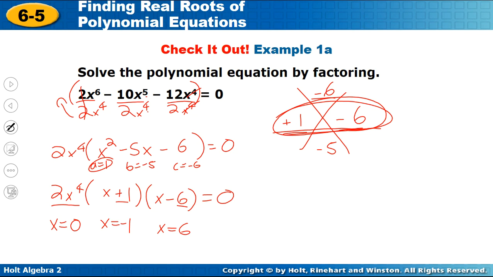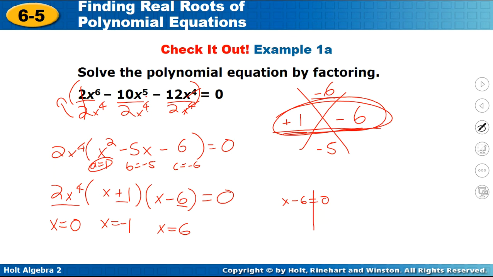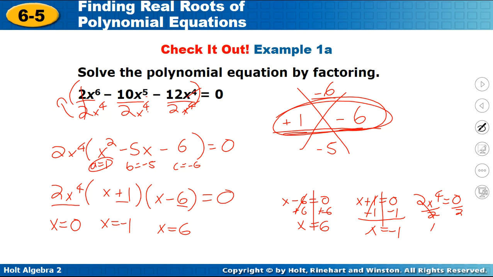Okay, remember, how did I get those in case you're wondering? Because for x minus 6 equal to 0, if you were to solve it, you get x equal to positive 6. For x plus 1 equal to 0, if you were to solve it, you get x equal to negative 1. And for 2x to the 4th equal to 0, if you were to solve it, you will get x equal to 0. So, those are your roots, those are your solutions. Ta-da! Let's try some more.